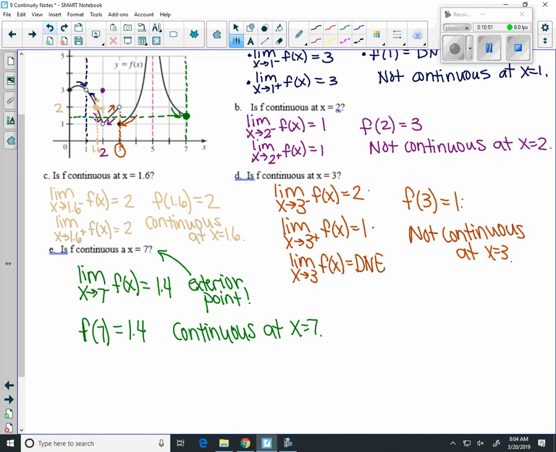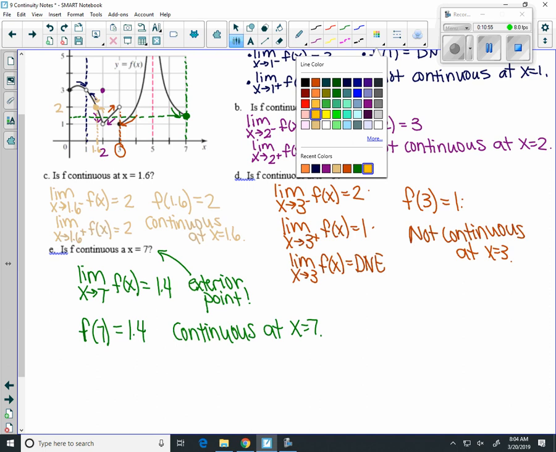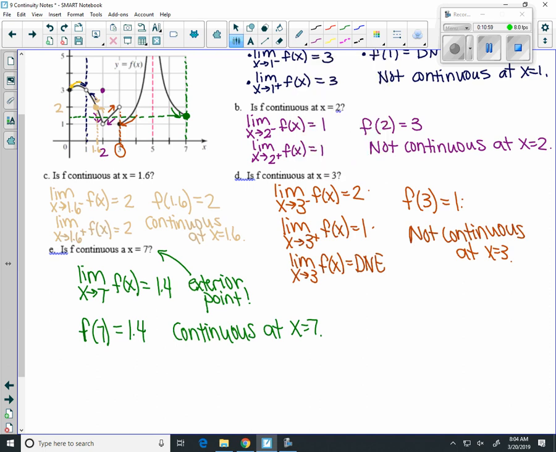The same would be true at 0, which is our other exterior point. If we were working with that one, we would look at the right hand limit, the limit from the right, and compare that to the actual point. So this is a lot of writing for something that you can kind of get just by inspection, but the proof part of it is important. Being able to write all those steps is very important to what you're going to be doing in calculus.